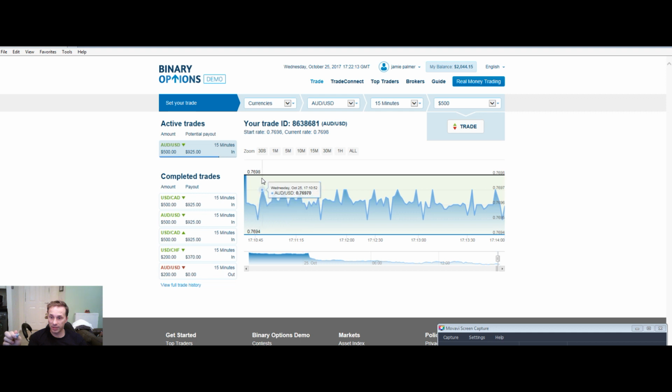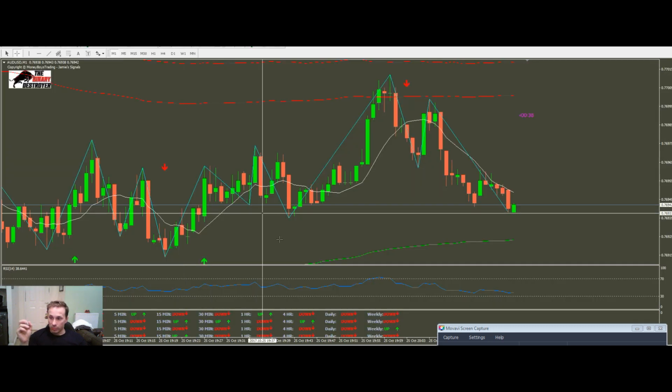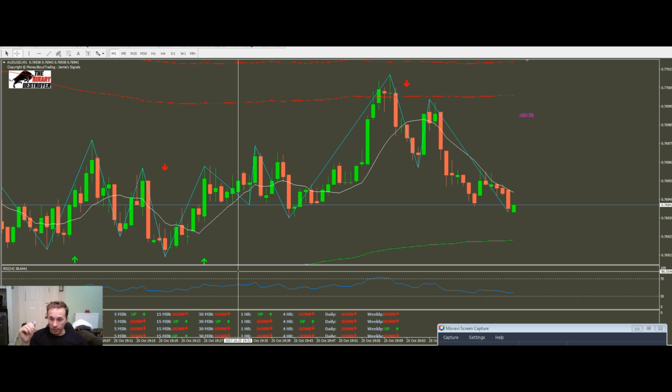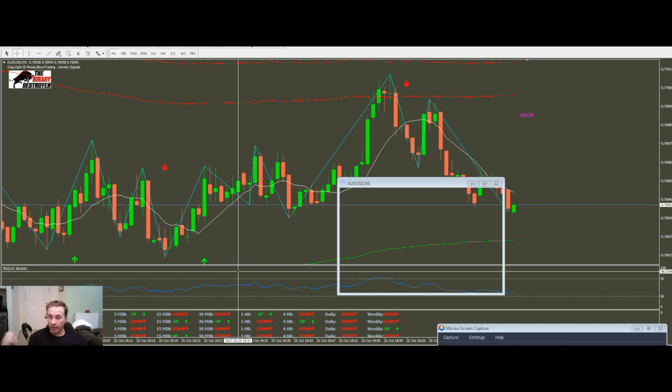I got in at 7698. It's now 7694, 7648. So that one's a nice winner. So GBP/USD, okay, this is another trade, another currency pair that I'm looking at.